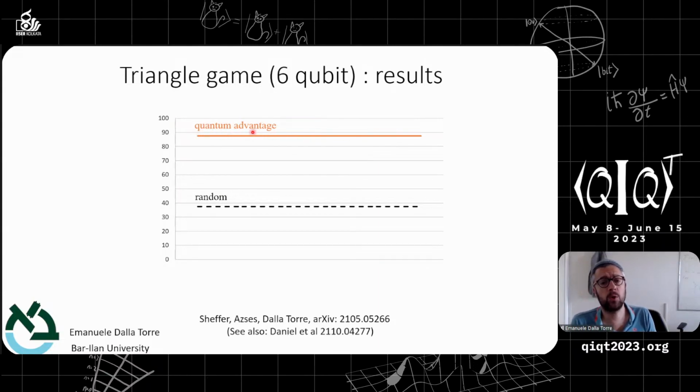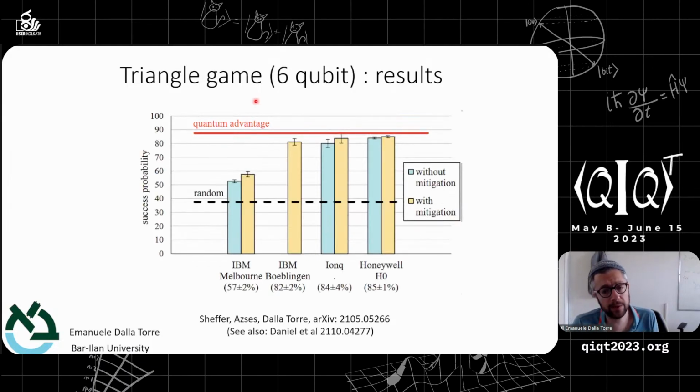I don't know if you want to call this quantum advantage. Maybe it's better to call it quantum violation. But if you have a result that is above this line, you know that it's a quantum system. It cannot be a classical system. So we performed this calculation using several quantum computers available on the cloud already a couple of years ago. And the result was not very encouraging because none of the computers was able to beat this threshold.